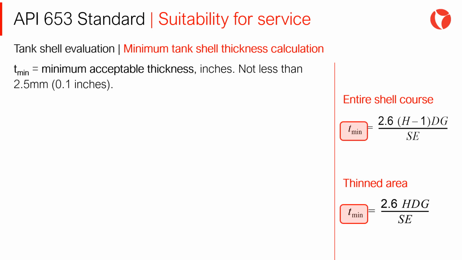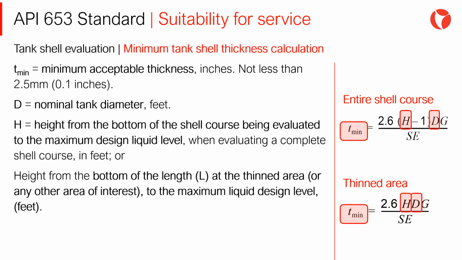T minimum is the minimum acceptable thickness in inches, not less than 0.1 inches or 2.5 millimeters. D is the nominal tank diameter in feet. H is the height from the bottom of the shell course being evaluated to the maximum design liquid level when evaluating a complete shell course, in feet, or it could be the height from the bottom of the length L at the thin area or any other area of interest to the maximum design liquid level, in feet.